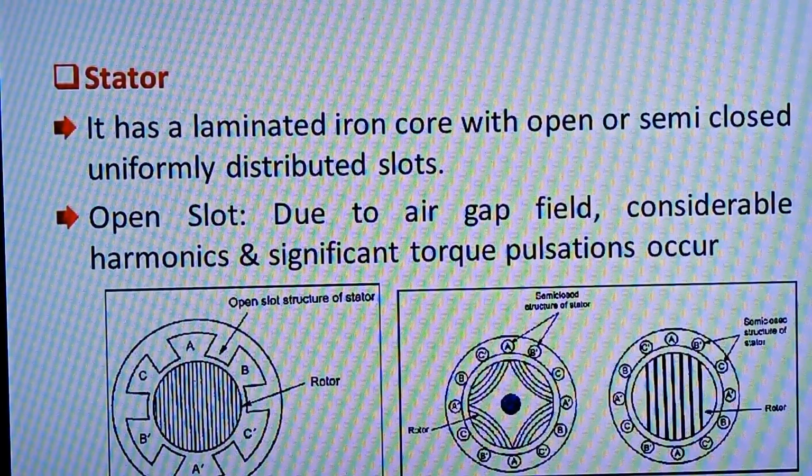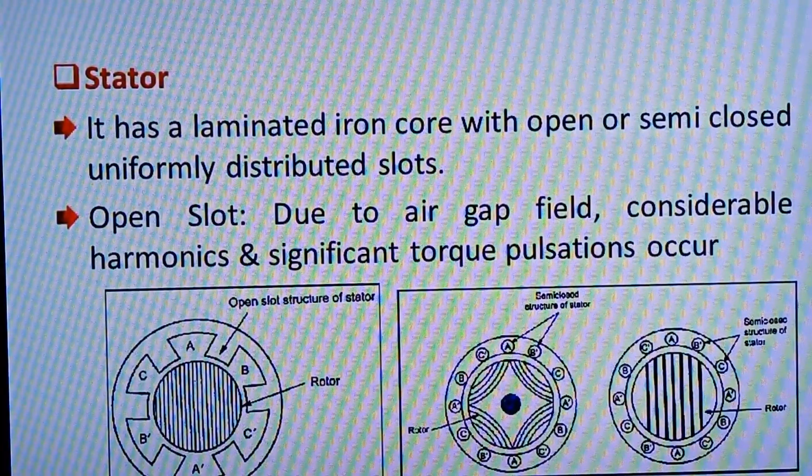In this kind of machine, we can prefer two types of slots, such as open slot and semi-closed slot, but the most preferable one is the semi-closed slot, because when we go for open slot, it leads to huge harmonics and some significant torque pulsations also. So the semi-closed slot is the most preferable one in this synchronous reluctance motor design.